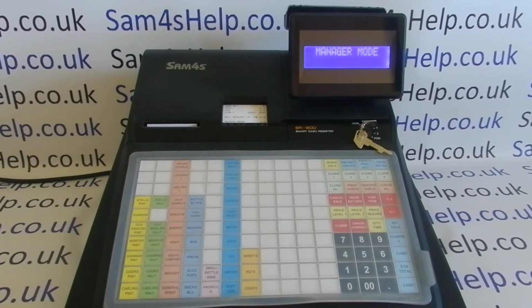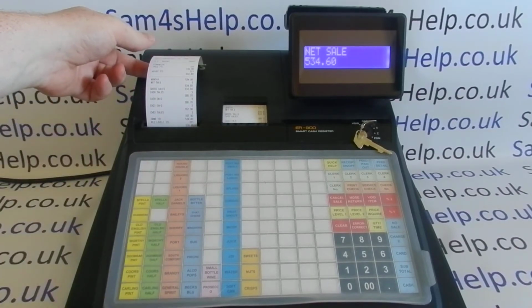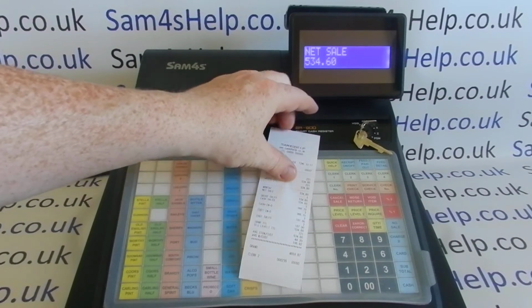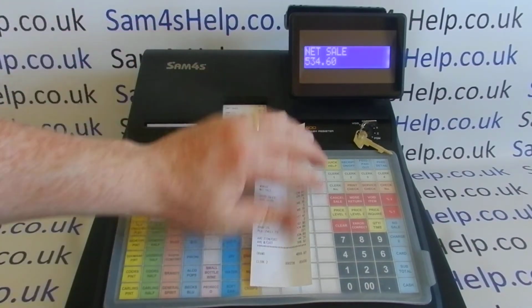So one of the problems you can get with till reporting confusion is if someone runs an X report by mistake at the end of the day. It's possible because the information looks the same as it would do on a Z report. So this is a standard financial report in the X mode, so it looks the same as the Z version but it just hasn't reset the data.